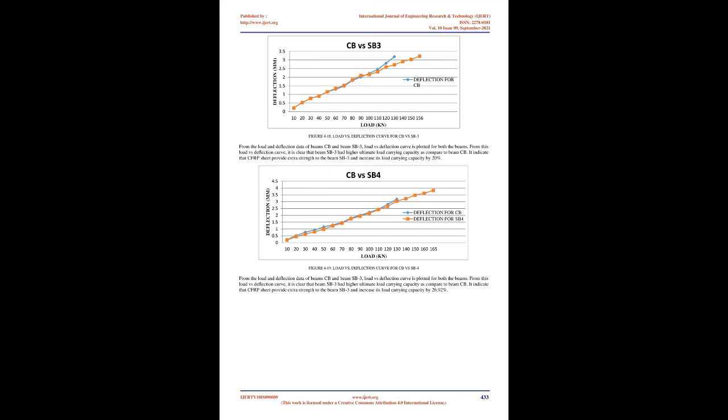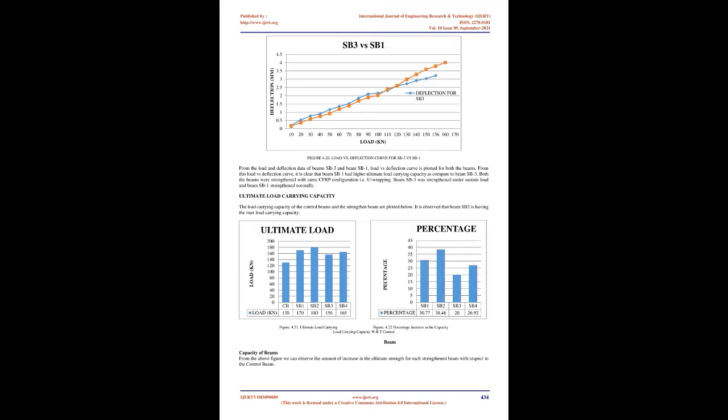Beam SB4 was the strengthened beam. In beam SB4, strengthening is done by application of CFRP sheet only on bottom face of the beam. Single point loading was done on the beam, and at each increment of the load, deflection at the middle of the beam was taken. Using this load deflection data, load vs deflection curve is plotted. The beam SB4 failed completely in flexural.